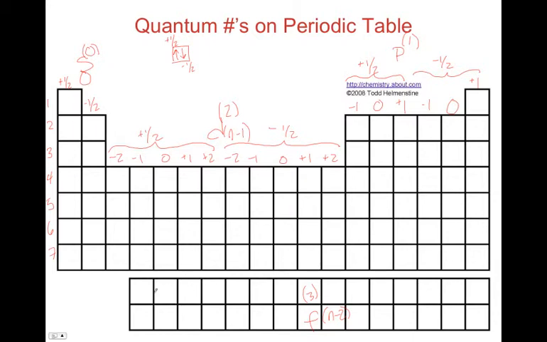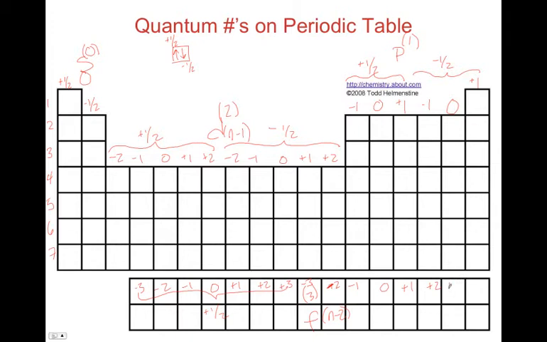Okay? I'm going to do these really quick for the F. Now we can go from -3 to +3. -3, -2, -1, 0, +1, +2, +3. Okay? These are all the first electron in, so they're all going to be +1/2. On the other side, you have -3, -2, -1, 0, +1, +2, +3.